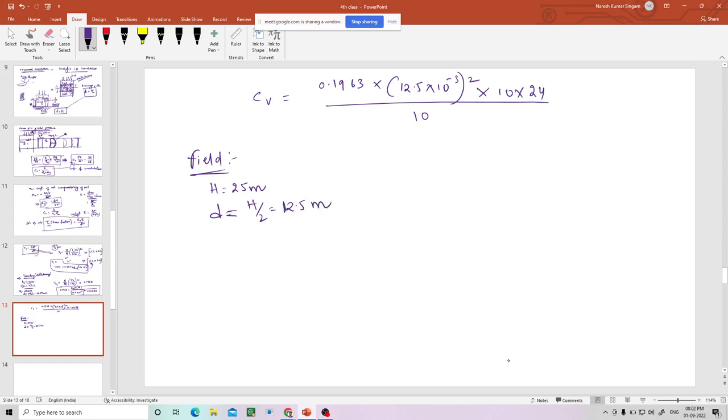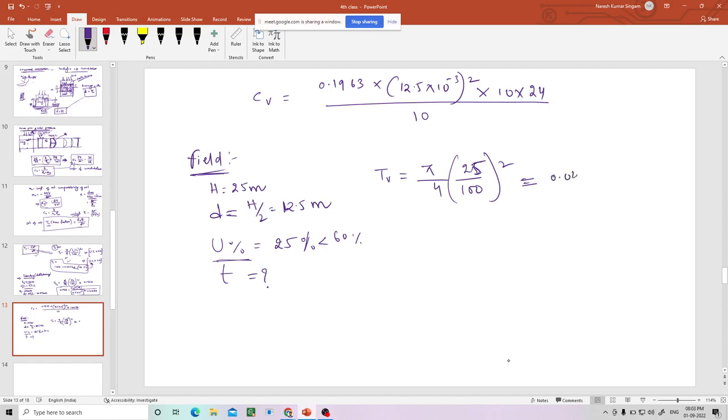Now we got the H, we got the D, and what is the percentage of the consolidation? They are asking about 25, right? So what is the time for this much percentage of the consolidation when H is 25 meter in the field? That is what the question. You have to find out T. So we know the U value. Why don't we find out TV? Pi by, it is still less than 60. Okay. So pi by 4, 25 by 100 square. Can somebody tell what is the value of TV for this? 0.049. Okay, so right, thank you.